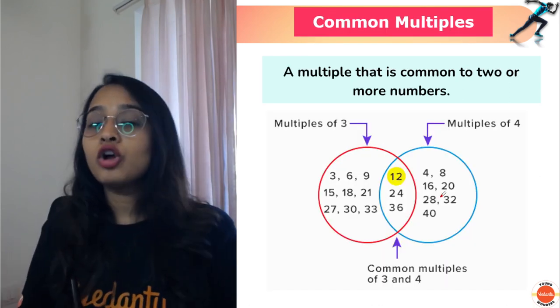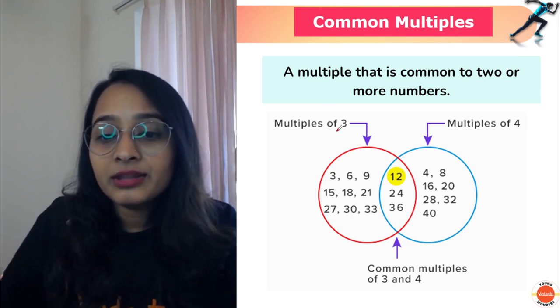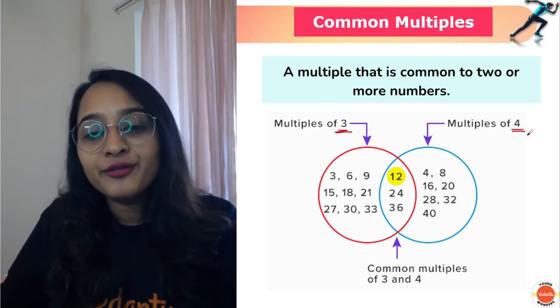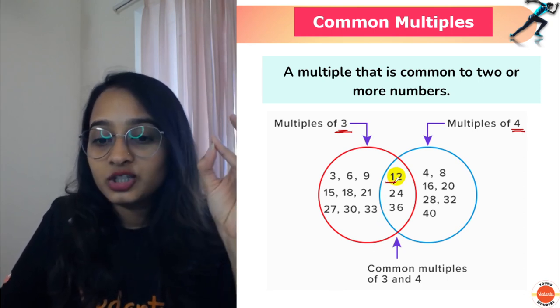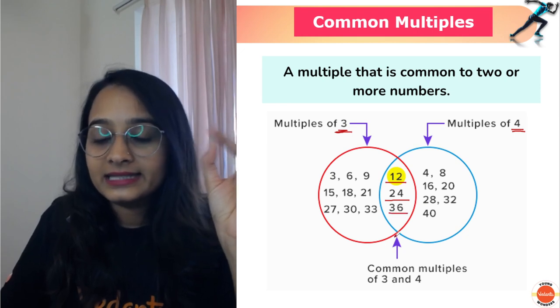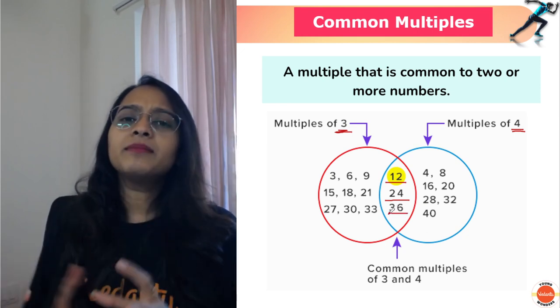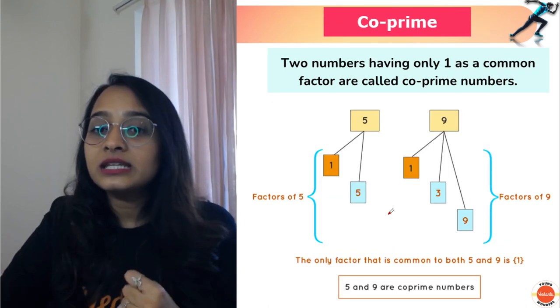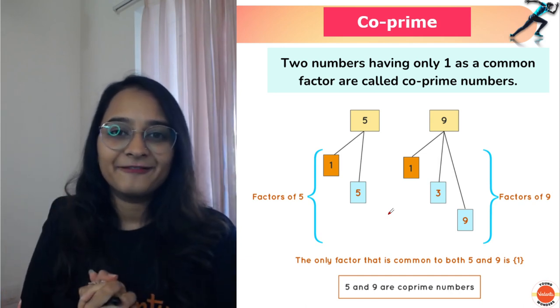Similarly, you will also have common multiples. Now, if I have to list down the multiples of 3 and 4, you can clearly see there are a few numbers in common like 12, 24, 36. So these are called common multiples. Par hum ye common factors and multiples kyun seekh rahe? Because we will use this in our LCM and HCF concept.